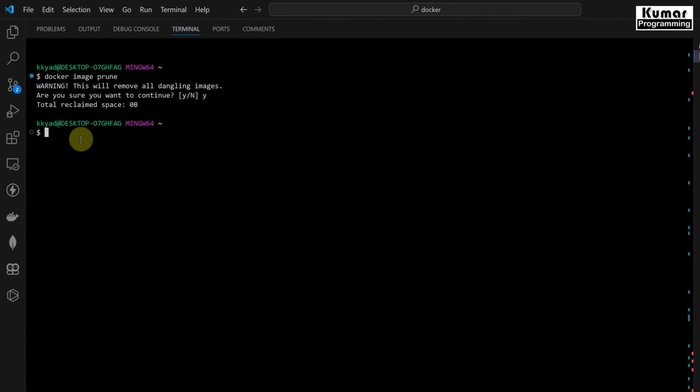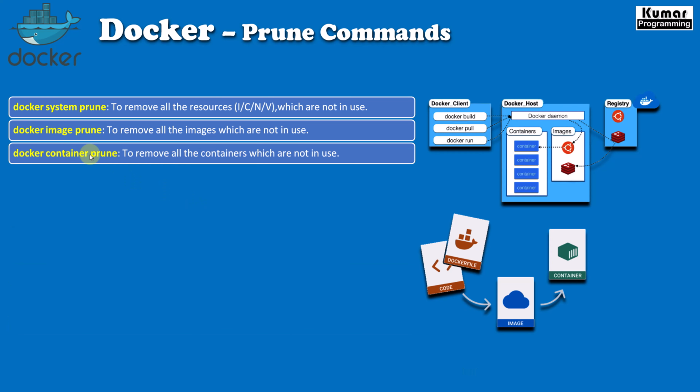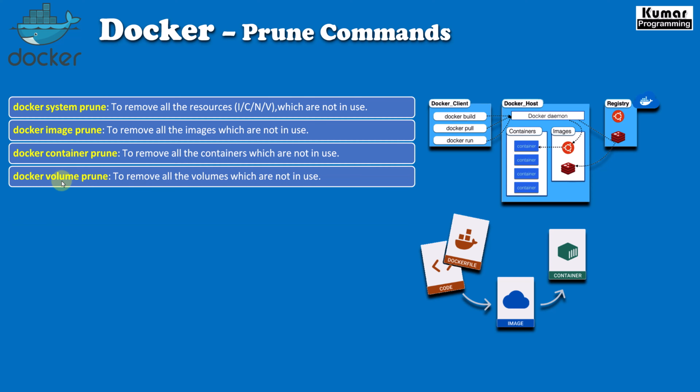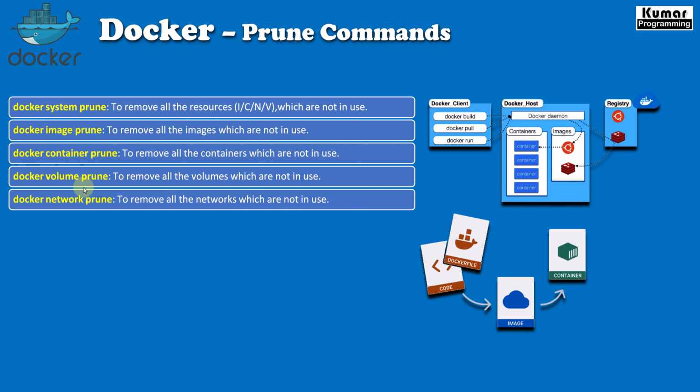Now let's move to the next command, which is docker container prune. Docker container prune also removes the dangling containers which are not associated or not in use. Similarly, docker volume prune we can use to remove the volumes which are not in use, and docker network prune is also there. So all these resources can be pruned if they are not in use. And docker system prune is the topmost command; once we execute it, it's going to remove all the resources, whether it's image, container, network, or volume.